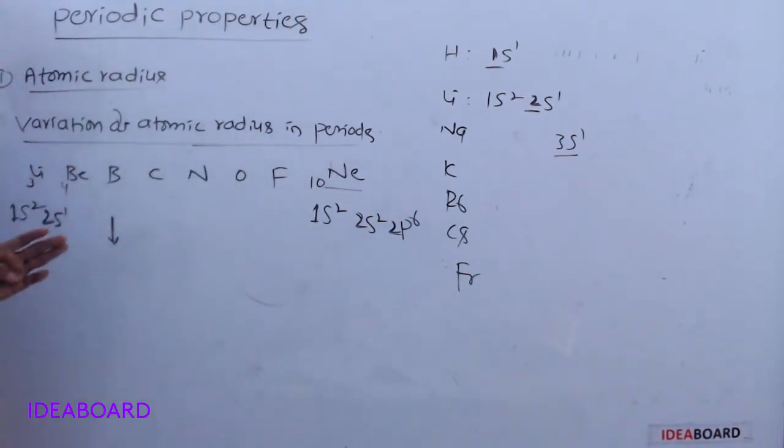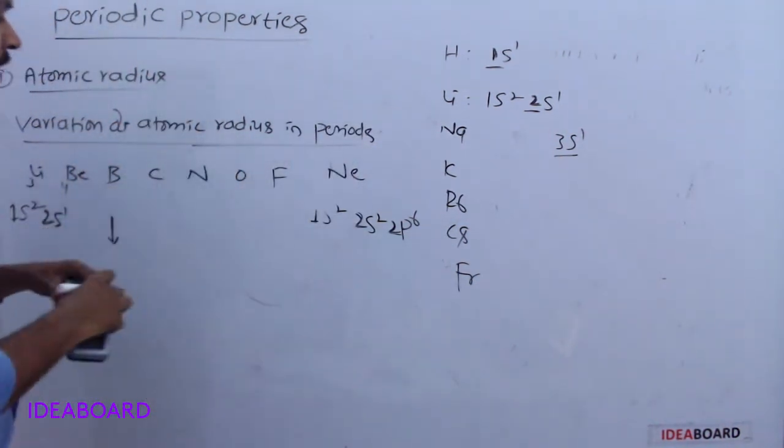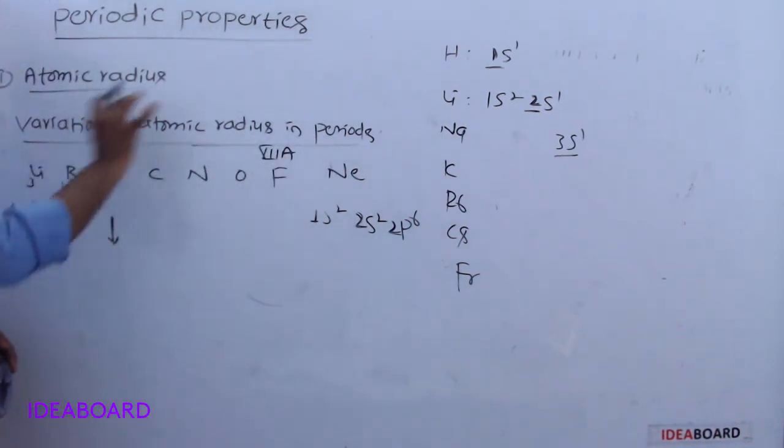These are the second period elements. Lithium to beryllium, atomic radius decreases. Beryllium to boron decreases. Boron to carbon decreases. So left to right, atomic radius decreases. It decreases up to 7th group elements only, not from first element to last element.